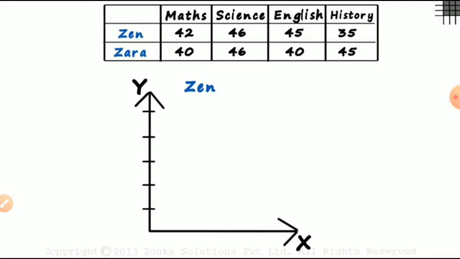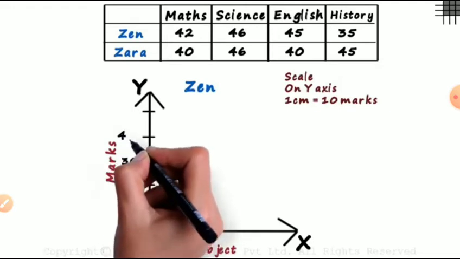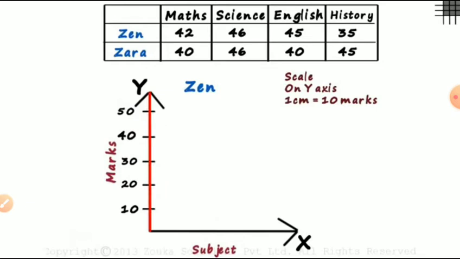As the size of the bar will depend on the marks scored, we label the y-axis as marks and the x-axis as subject. Then we choose a suitable scale for the y-axis. The numbers range from 35 to 46. If we take multiples of 10 on the y-axis, we would need just 5 centimeters, which is feasible. We can take a scale of 1 centimeter as 10 marks on the y-axis. We mark 10, 20, 30, 40, and 50 on the y-axis.